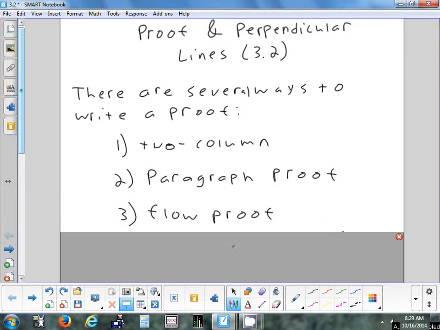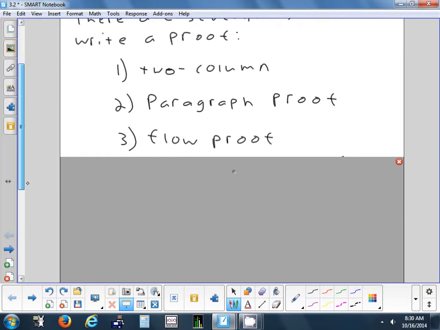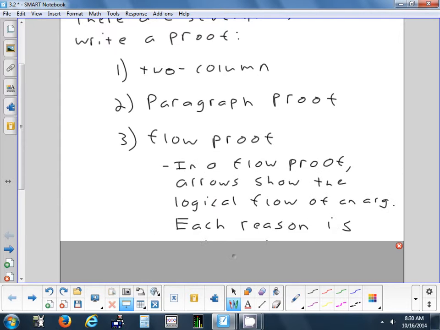And there's one other kind of proof that we don't really focus on, and it's called a flow proof. I'm going to show you an example of a flow proof. If you have any homework problems that say write a flow proof, you could do a two-column proof instead. But let me show you what a flow proof is. A flow proof looks more like a diagram, and what you do is draw arrows that show the logical flow of an argument.